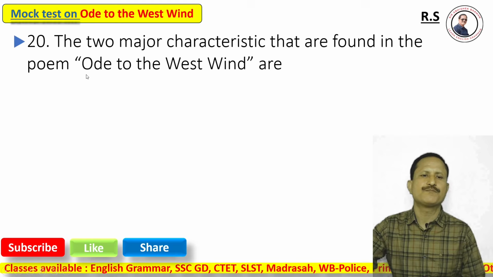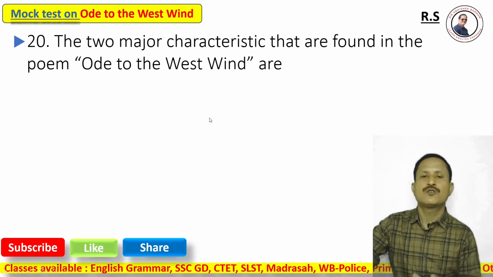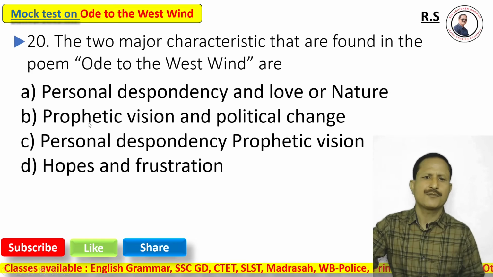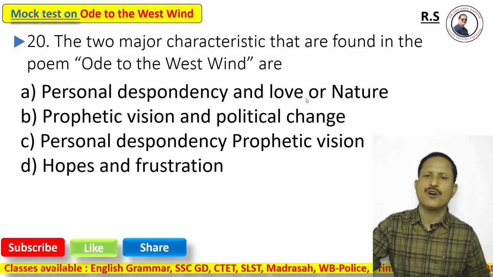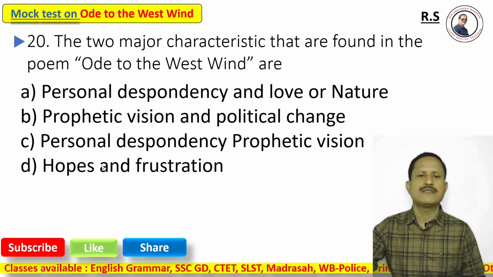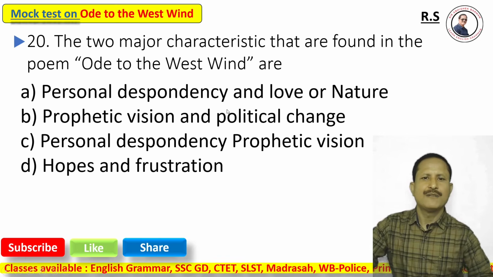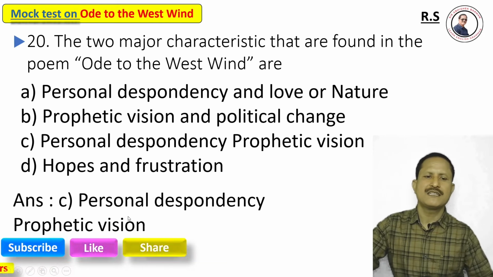Now, question number 20. The two major characteristics found in the poem Ode to the West Wind are, of the poet here. Option A, personal despondency and the love of nature. Option B, prophetic vision and political change. Option C, personal despondency and prophetic vision. Option D, hopes and frustration. The major characteristics of the poet Shelley here are option C, personal despondency and prophetic vision.